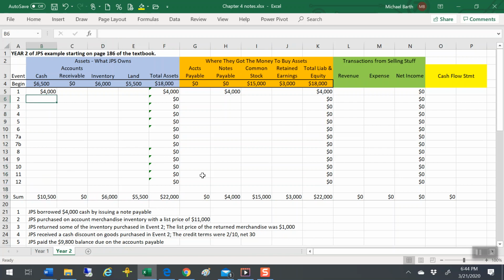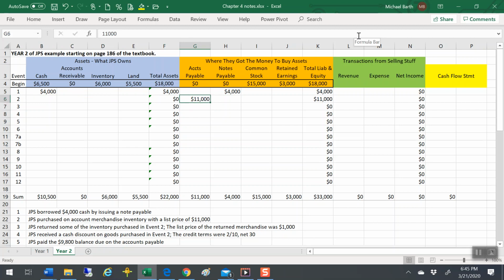All right, moving on now. My cash has gone up from $6,500. Now it's up to $10,500, adding that $4,000 of cash. Let's go to transaction number 2. Again, I'm going to save the cash flow statement for last. JPS purchased on account merchandise inventory with a list price of $11,000. Purchased on account. That means that we borrowed the money. But instead of borrowing from the bank, we borrowed from the person selling us the stuff.